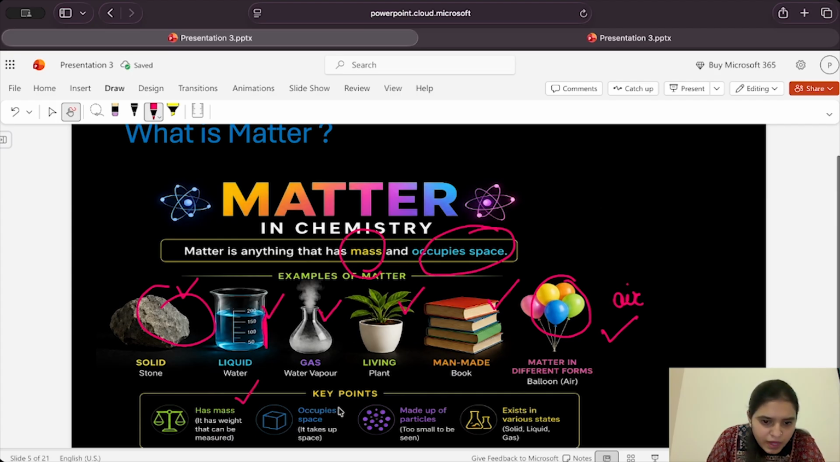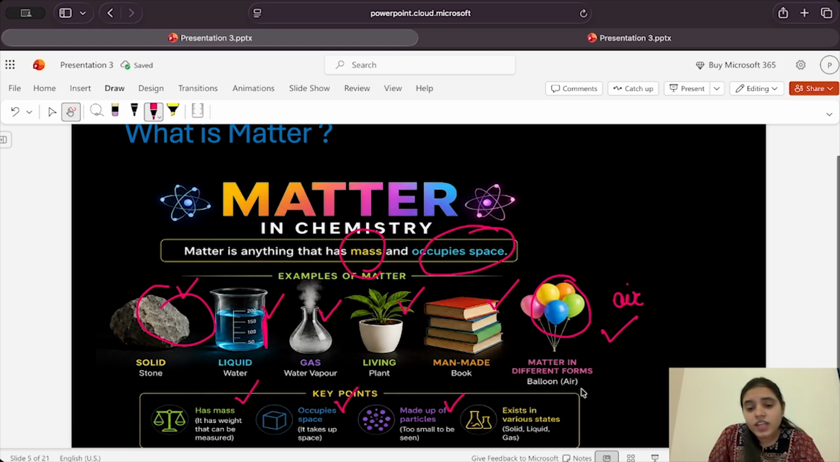If it takes up space, like that stone has space and mass, that's why it is matter. So, the key points of matter are space and mass. Our body is also matter because it occupies space and it is made up of small tiny particles. Water is also made up of small tiny particles. Stone is also made up of small tiny particles.